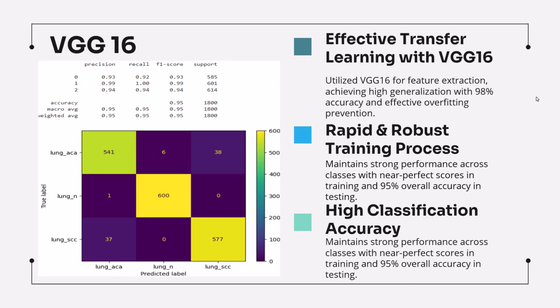VGG16 also had effective transfer learning. It came with a high generalization of 98%. It was effective in preventing overfitting. It had a rapid and robust training process. It always maintained a score near perfect, 95% overall total accuracy. And it also had high classification accuracy. It maintained about 95% accuracy in testing.